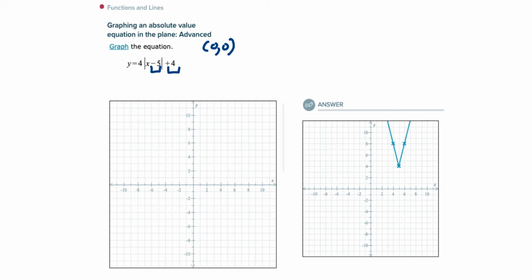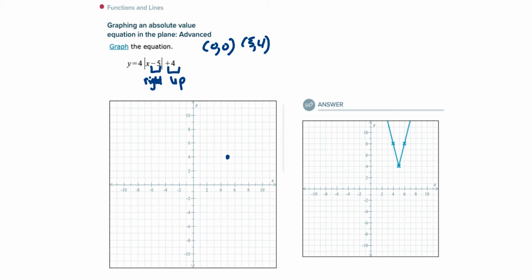So that -5 there, since it's on the inside, you'd move the opposite direction. So that means you want to move right 5. That +4, since it's on the outside, you do exactly what it tells you to. So you'd move up 4. So going from 0, 0, I would count right 5, up 4, and that's going to be at 5, 4. So that is the bottom point, or where your absolute value would start.